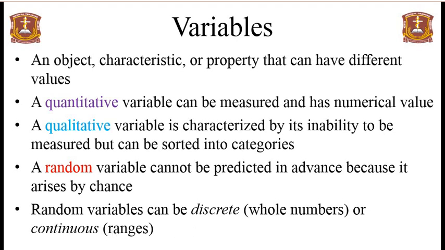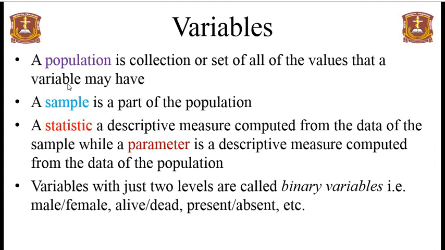Okay, now a population is collection or set of all the values that a variable may have. Okay, a sample, on the other hand, is part of the population. Now, a statistic is a descriptive measure computed from data of the sample, while a parameter, trying to compare with what you have as statistic, is concerned with the population. We are saying this is a descriptive measure computed from the data of population. This is concerned with sample.